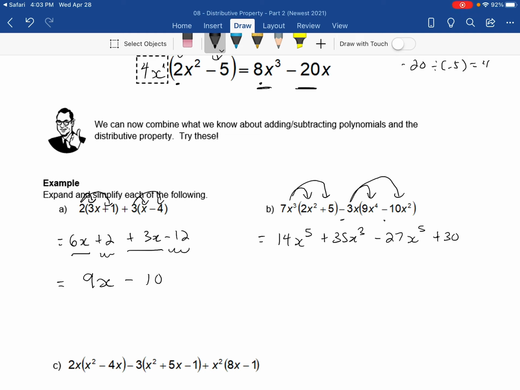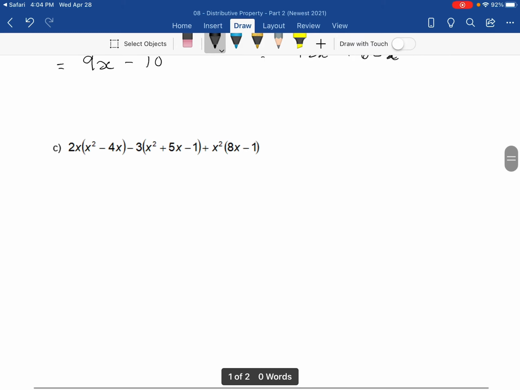Okay, x times x squared, add the exponents, I get x cubed. And here's what's new in this lesson, is then you combine like terms. 14x to the power 5 minus 27x to the power 5, I get negative 13x to the 5. And then 35x cubed and 30x cubed. Those are the same types of terms, they're like terms, so I can add those together and get 65x cubed. So that's how this lesson is different than the previous one, is you might have some combining to do afterwards.